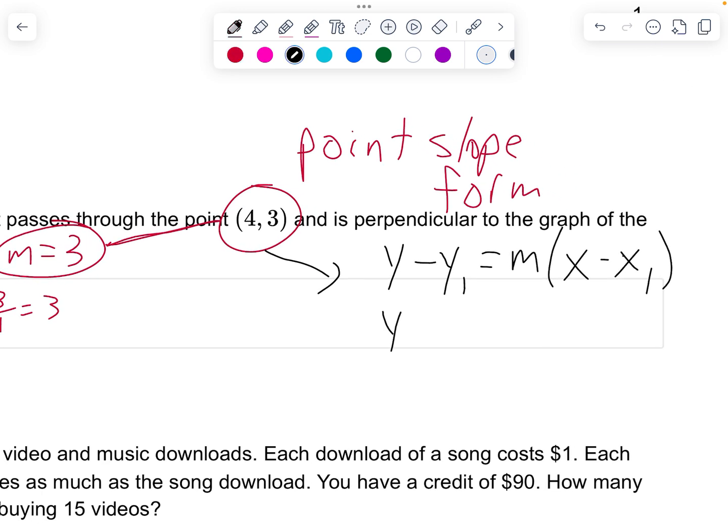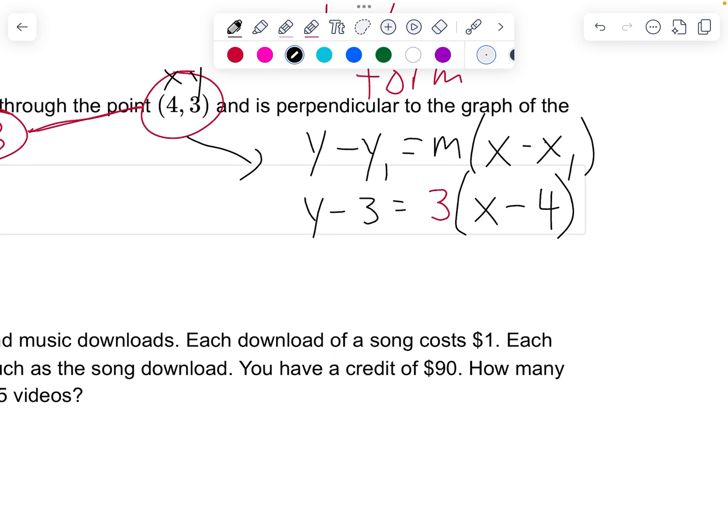I'm going to have y minus, this is my y, this is my x. I'm going to have y minus 3 equals my slope, 3, okay? I'll actually do it in red. Slope 3, okay? And then x minus x1, which is 4, okay? Now let's plug it in and solve it, okay? I'm going to multiply 3 times x and 3 times negative 4. That is going to give me 3x minus 12 equals y minus 3.